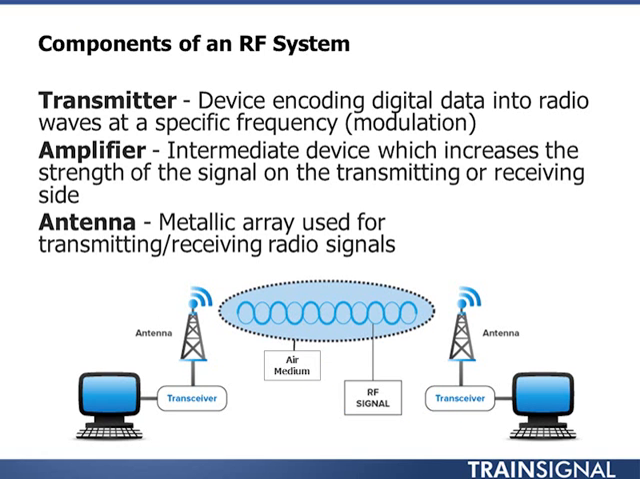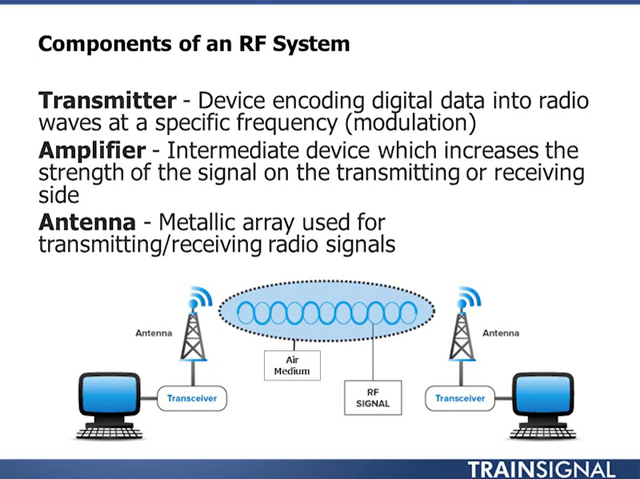So the first thing is a transmitter. A transmitter is what's actually going to take your 1s and 0s and create the waveforms such that they can go out over the air at the desired frequency. And this is referred to as modulation. So I'm taking your 1s and 0s and modulating them such that I'm creating waveforms which will go out over the air. An amplifier is just an intermediate device that alters the strength of the signal.